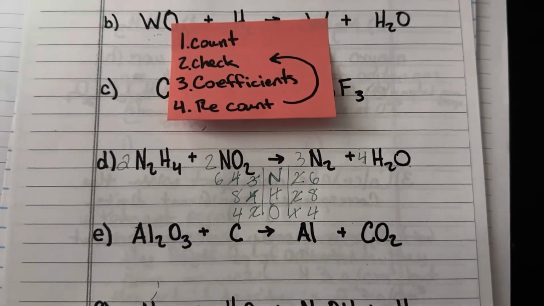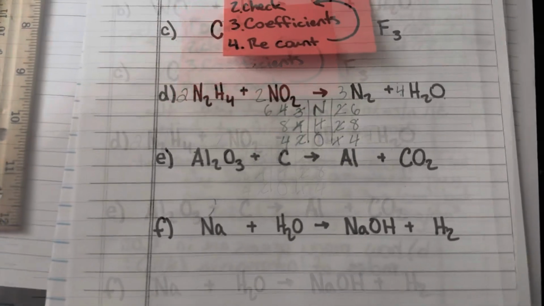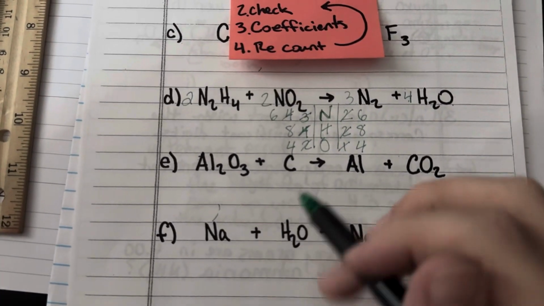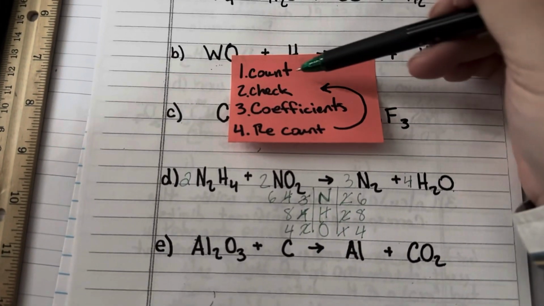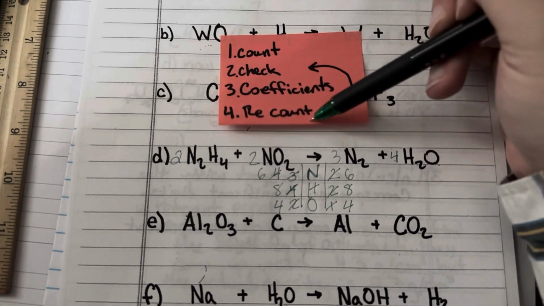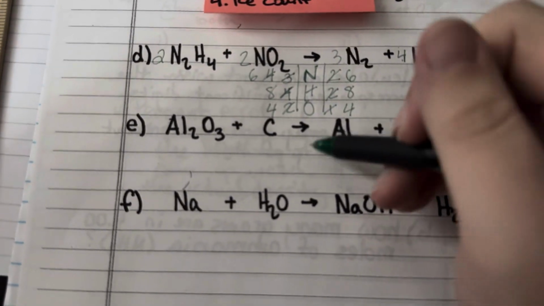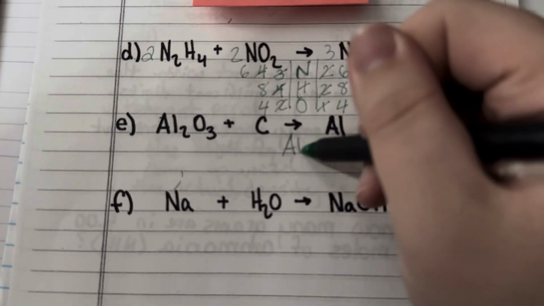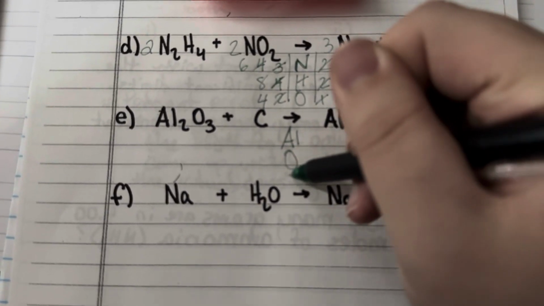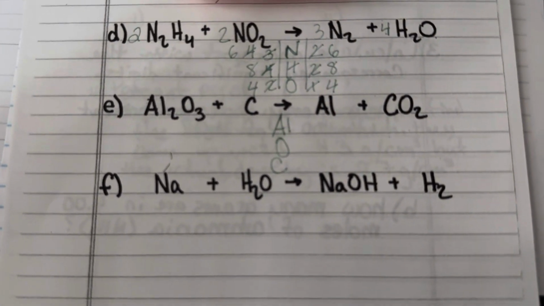Alrighty. Let's try another one. Alrighty, so we gotta do the same steps. Count, check, change coefficient, recount, and go back. So we got aluminum, oxygen, and carbon.